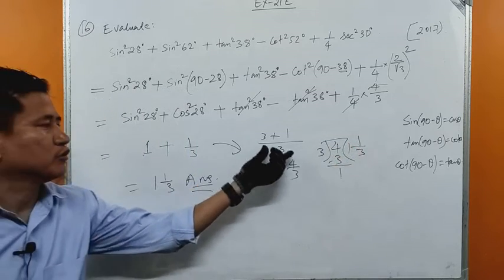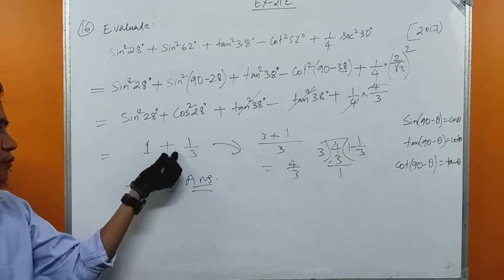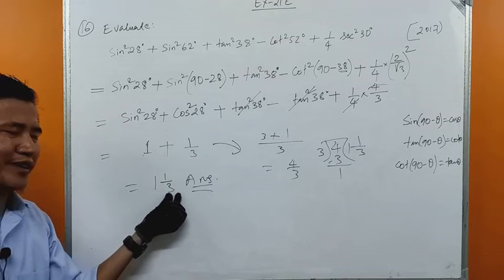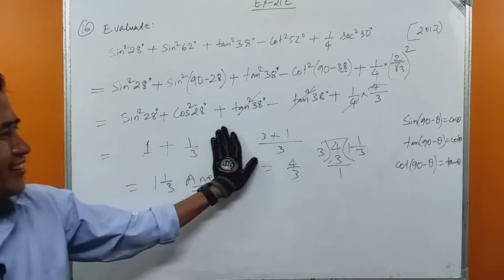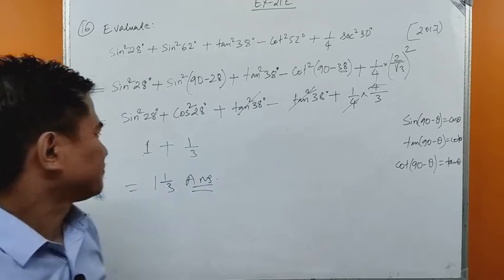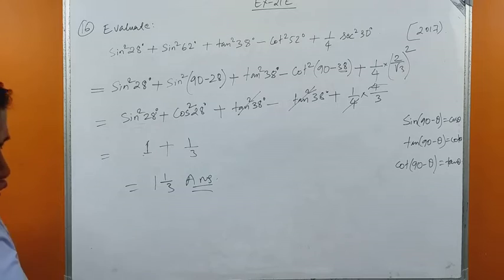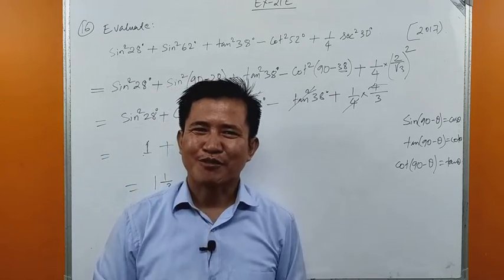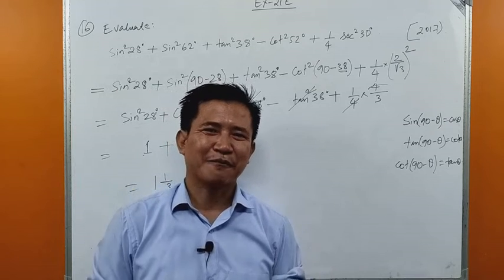So no need to do all this process, because if this is plus, we just bring this here, 1 plus 1 upon 3 means 1 whole 1 by 3, okay? I hope you got this. This is just time consuming, isn't it? So this is the last question from this exercise. I hope you understood the concept of trigonometrical identities, okay?